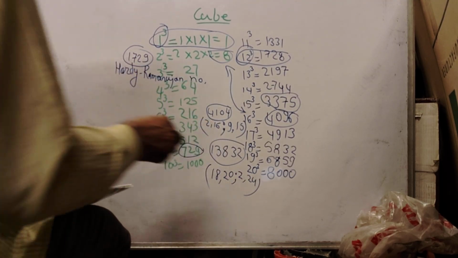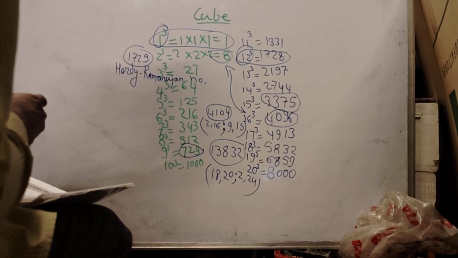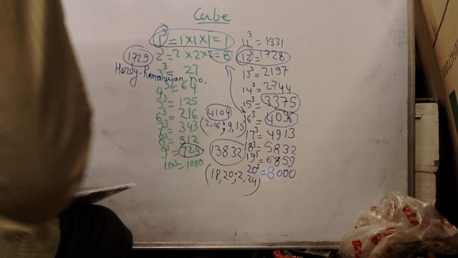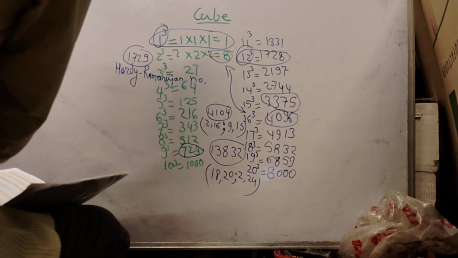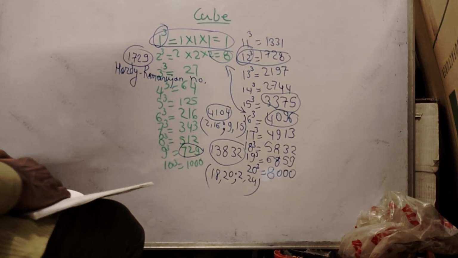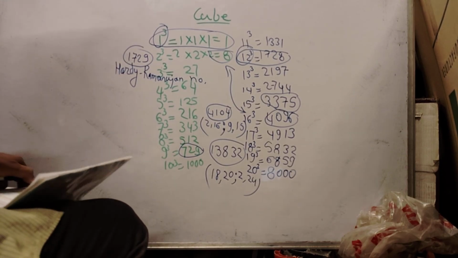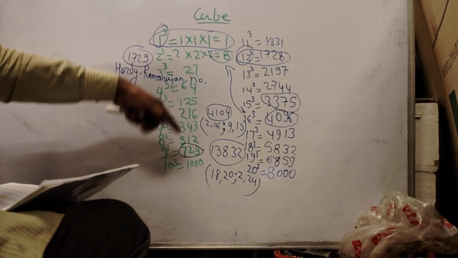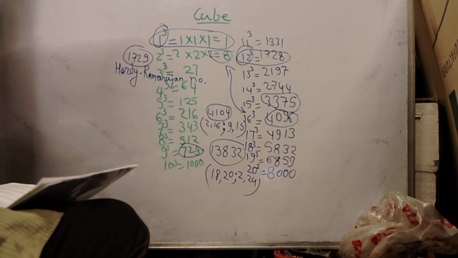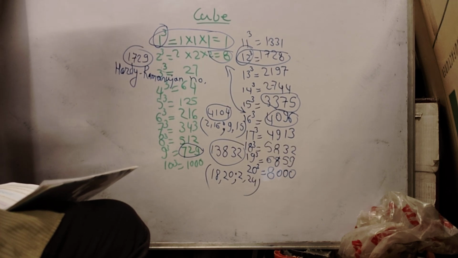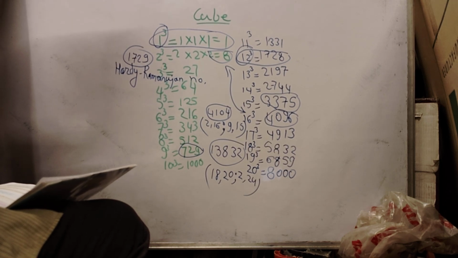So 3 Hardy-Ramanujan numbers you can learn, and they will come in some exams, in Olympiad as well as in some mathematics competition exams. So I hope this is clear about cubes, and cubes give us Hardy-Ramanujan number based tricks. So to reduce the time, we have to learn all the 20 cubes and 30 squares.